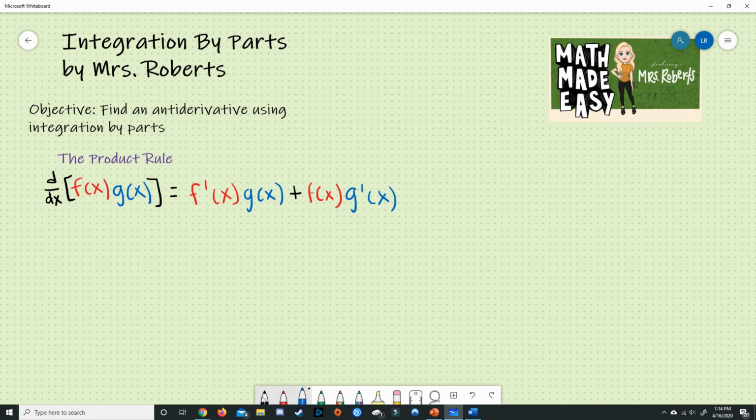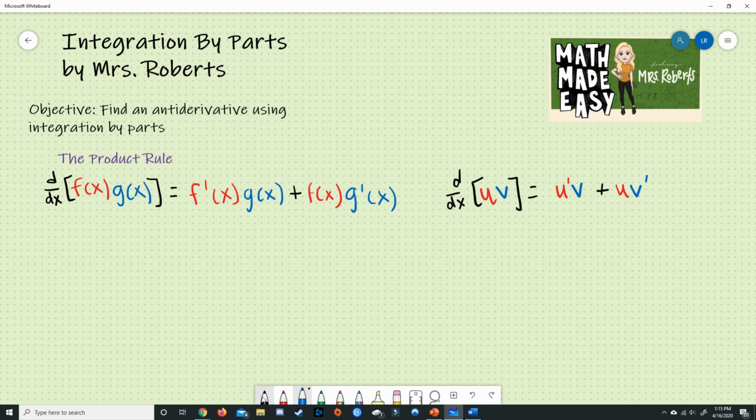Oftentimes in class, we made our life a little bit easier by saying that the first function is u and the second function is v. Then when we applied that derivative operator, we took the derivative of u and multiplied it by v, plus u times the derivative of v. So you saw this rule both ways, with the f of x and g of x and with the u and the v. Whatever way is easier for you, that's how we can work out this problem.